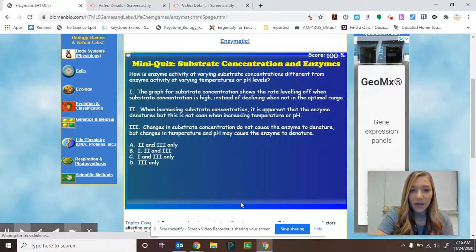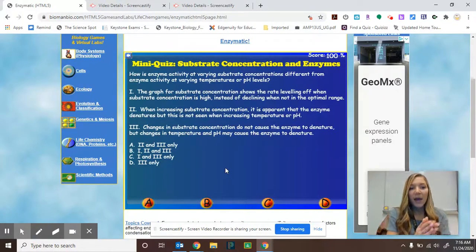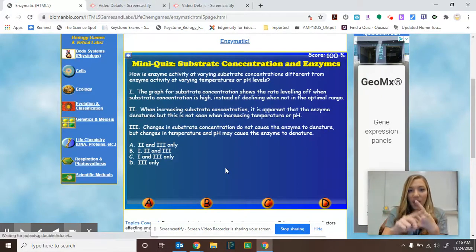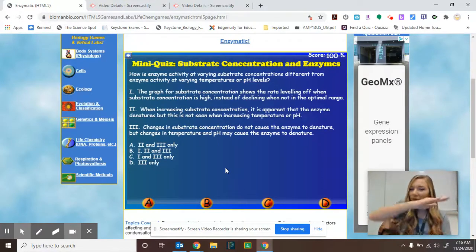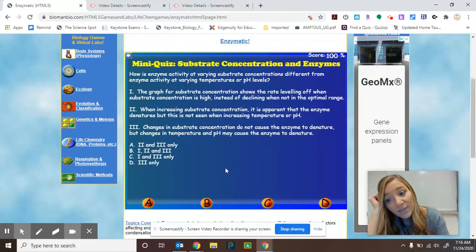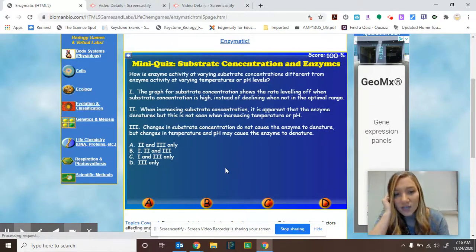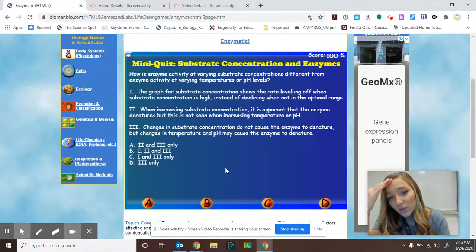Okay, moving on. How is enzyme activity at varying substrate concentrations different than when we change the temperature or pH? A, 1, the graph for substrate concentration shows the rate leveling off when the substrate concentration is high instead of declining when we're not at the optimal range. That's true. Remember, we didn't go back down when I added more substrate. We just leveled off. 2, when increasing substrate concentration, it's apparent that the enzyme denatures, but that's not seen when you increase temperature or pH.